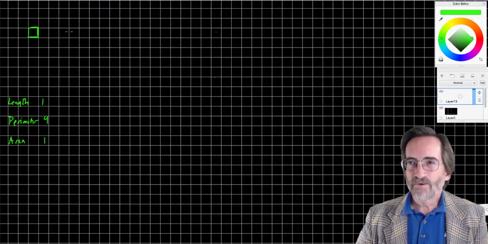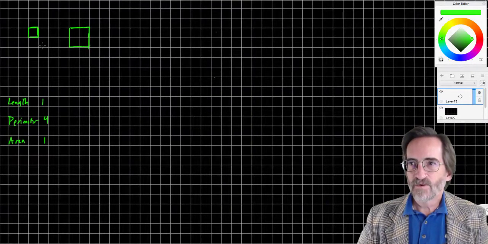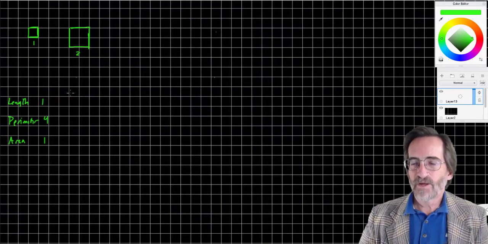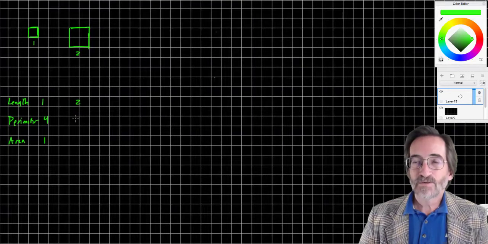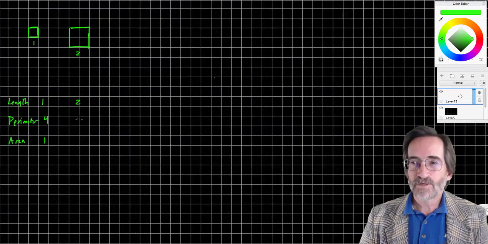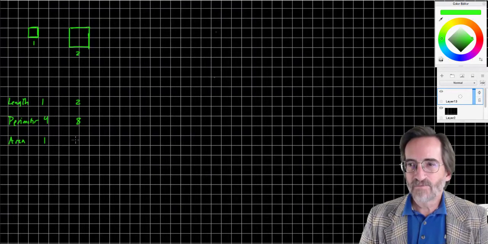Now let's double the dimensions of the square and make all the sides 2. And let's see what happens to these now. So we had a side length of 1, now the side length is 2. The perimeter is 2 plus 2 plus 2 plus 2, or 2, 4, 6, 8. The area is 2 times 2, or 4.